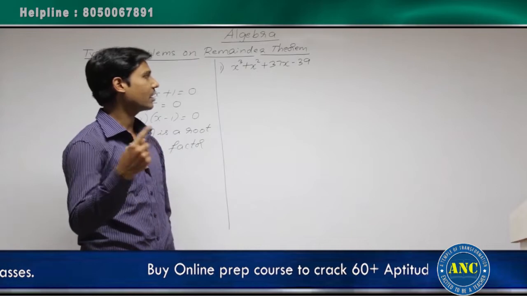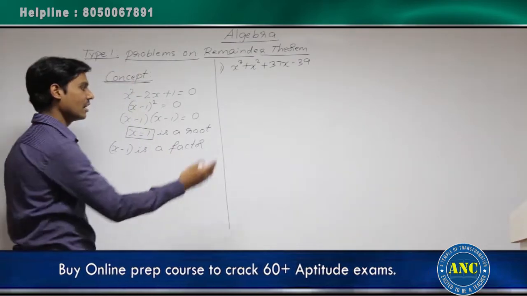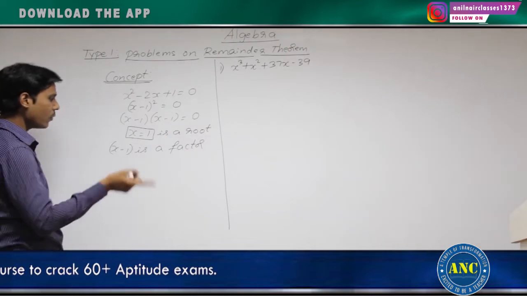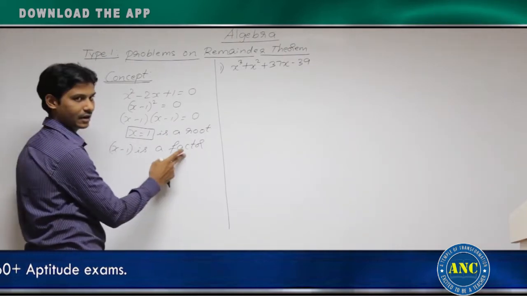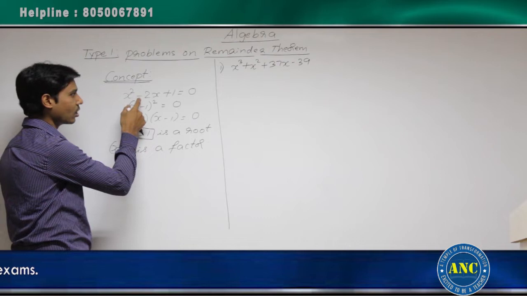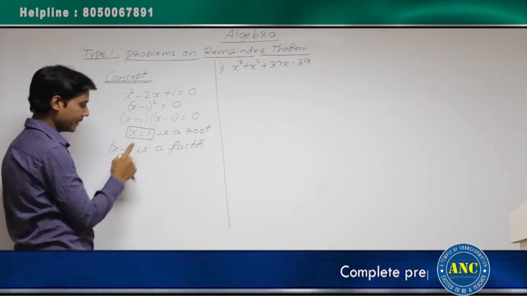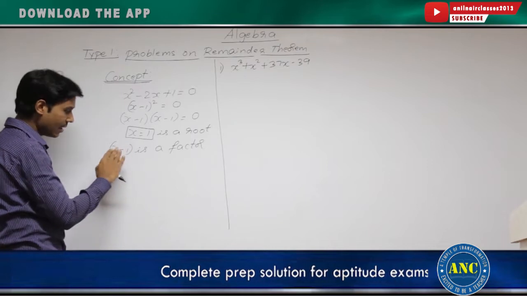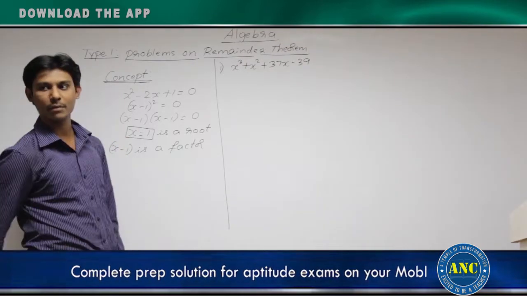Instead of doing all that factorization and wasting our time, I just told you a concept. If x minus 1 is a factor of x square minus 2x plus 1, then I should substitute x is equal to 1. That means minus 1 shifted to the other side becomes plus 1.